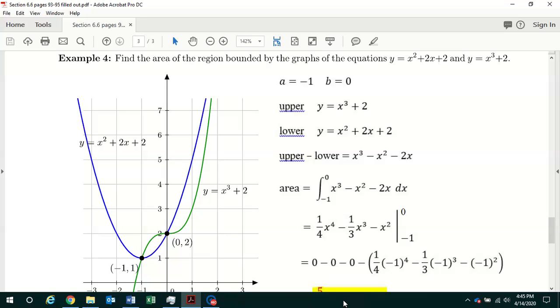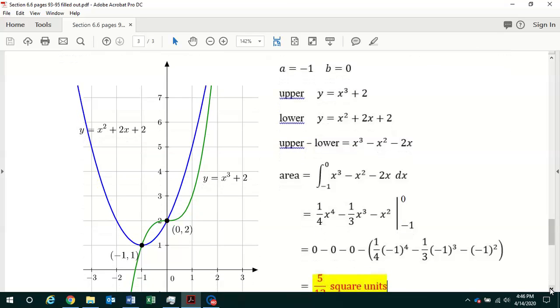All right, class, this is our last video on section 6.6 in your note packet on the area between two curves. And so we're going to pick up the discussion on page 95 in your note packet with example 4. And so here you're instructed to find the area of the region bounded by the graphs of the equations y equals x squared plus 2x plus 2 and y equals x cubed plus 2.